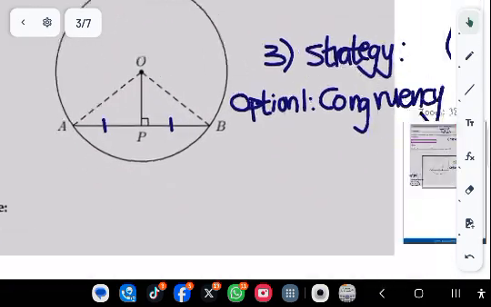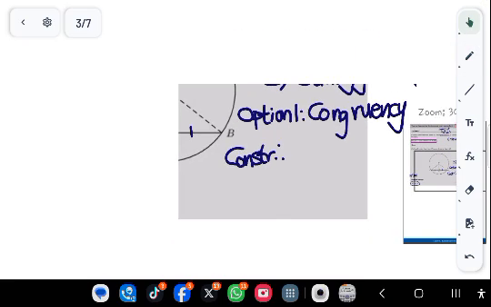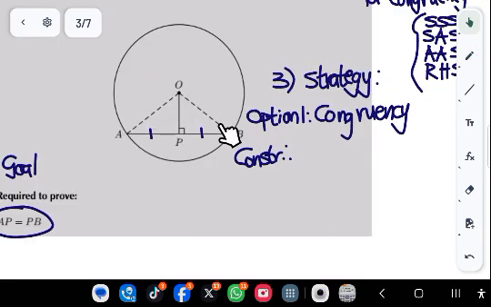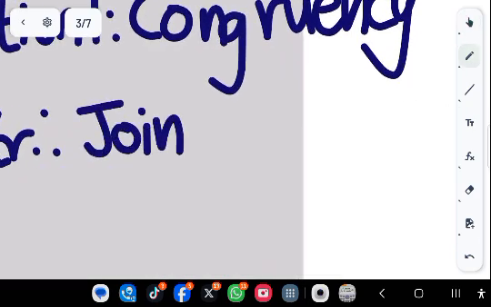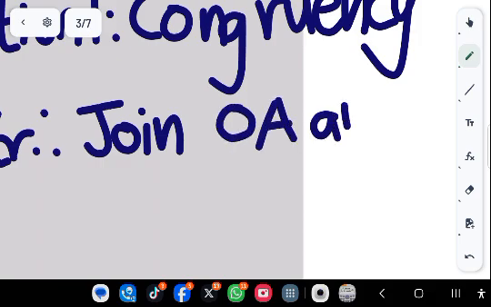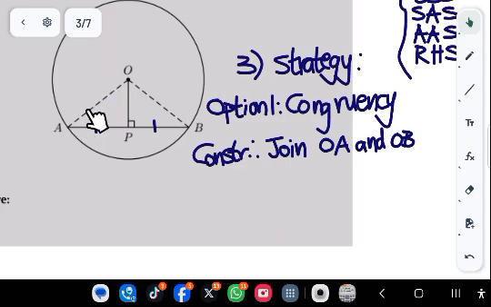So what do we do? Construction. Join OA and OB. Why? So that we can have them form 2 right-angled triangles. Join OA and OB. They're joined. So now we have 2 right-angled triangles.